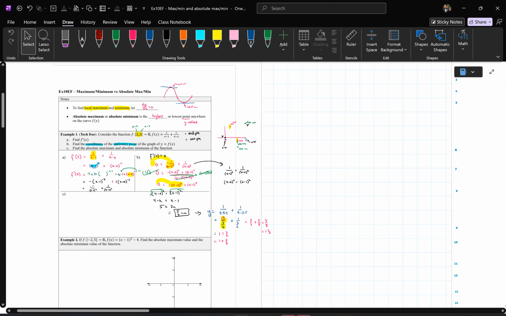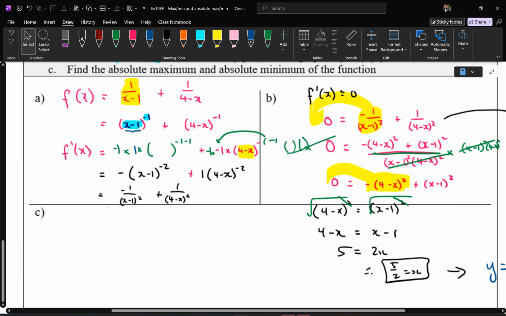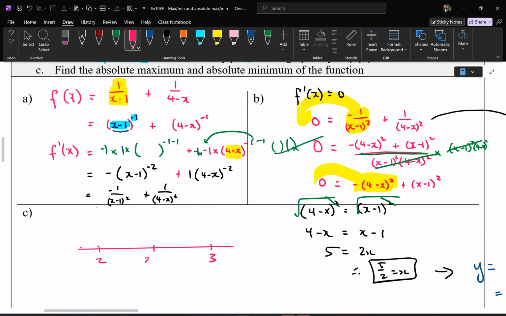1.3333 onwards. So going back to my point again, what was the point of this exercise? It was for you to visualize from a domain of 2 to 3, we found that in the middle, 2.5, there was a coordinate for the stationary point at 2.5, 1 1/3.